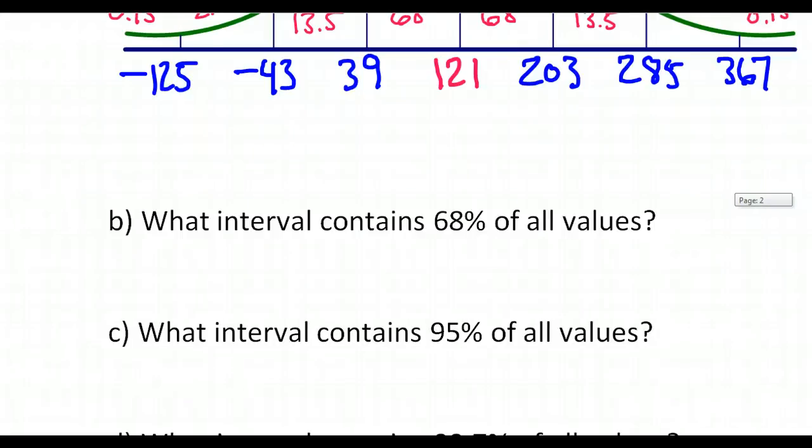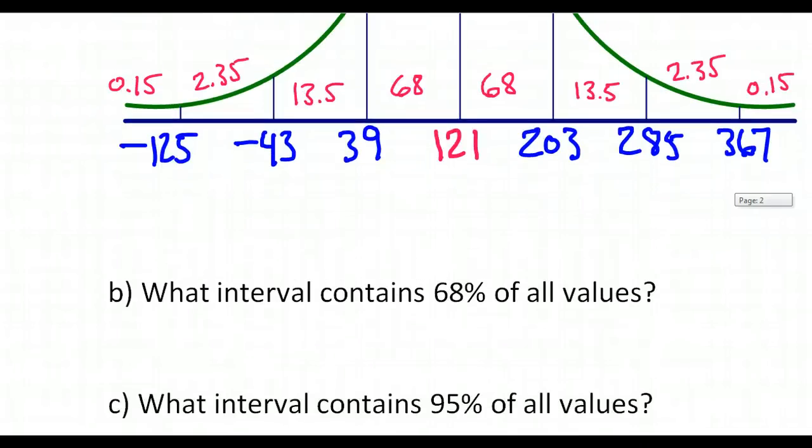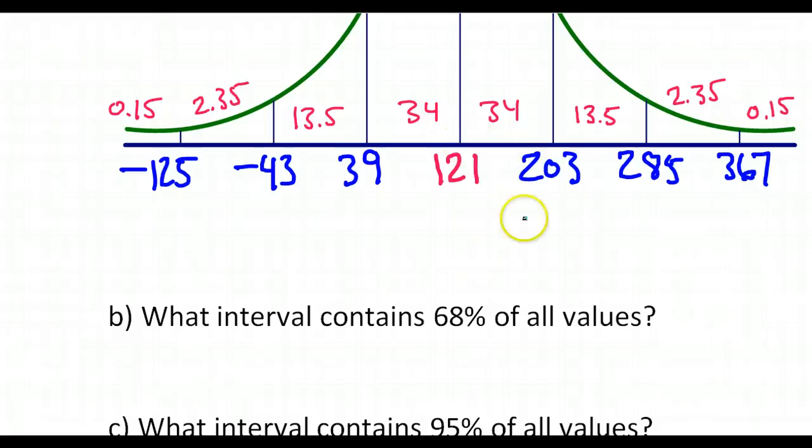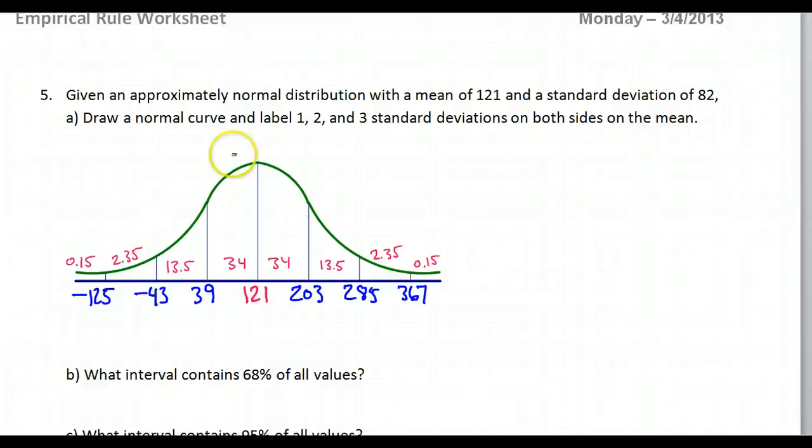What interval contains 68%? Oh, you know what? I messed up. 68% is the whole thing right here. My bad. What I meant was 34 and 34. The 68% of the data is the middle 68%. That's one standard deviation in all directions. So that's the zone from here to here. This is the area that contains 68% of the data, so 39 to 203.